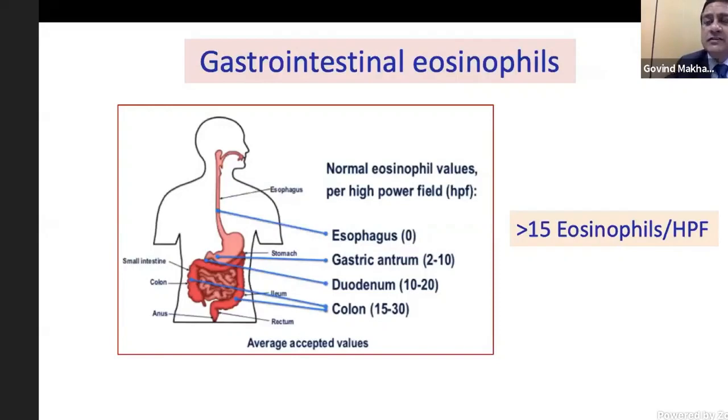So what are eosinophils in the GI tract? In the normal situation, there are no eosinophils in the esophagus. In the stomach, it is about 2 to 10 per high power field. In the duodenum slightly more, and in the colon slightly more. So in the esophagus there are normally no eosinophils, and if the count is more than 15 eosinophils per high power field, it is called eosinophilic esophagitis.